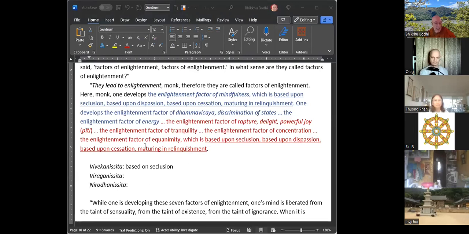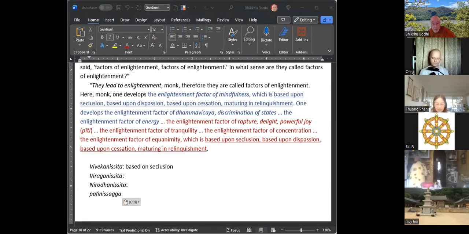And then the enlightenment factors, all of them are said to mature in relinquishment, to progress or develop towards relinquishment. So we could say they're said to ripen or to mature in relinquishment in the sense that their goal is the giving up of all attachments. Okay, so that takes care of this formula that is attached to each of the enlightenment factors.